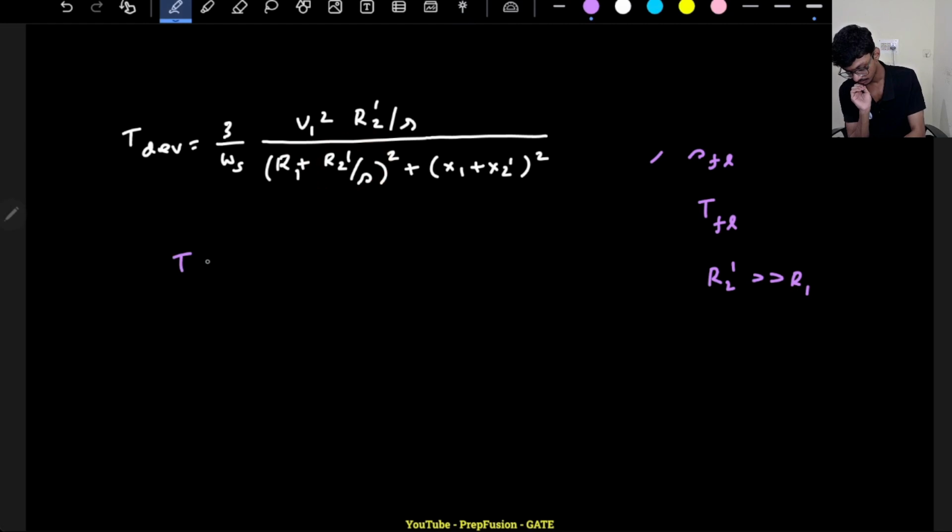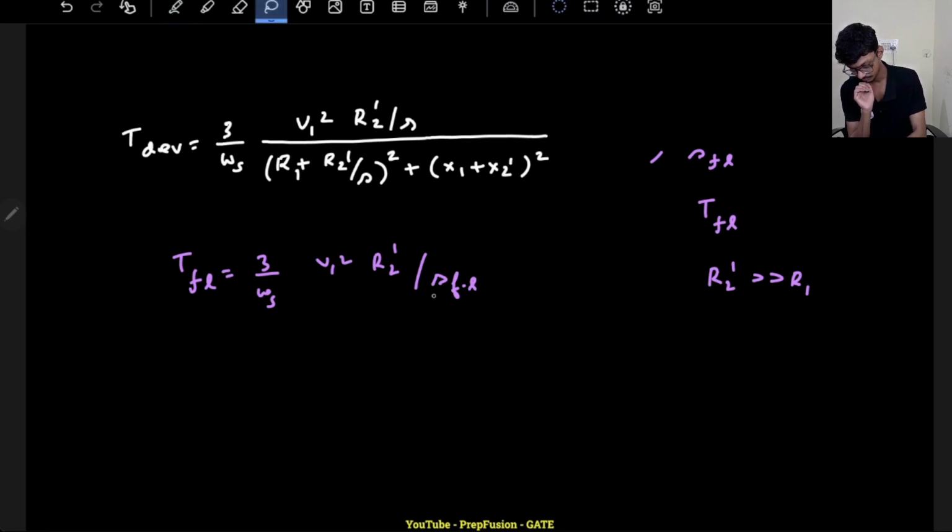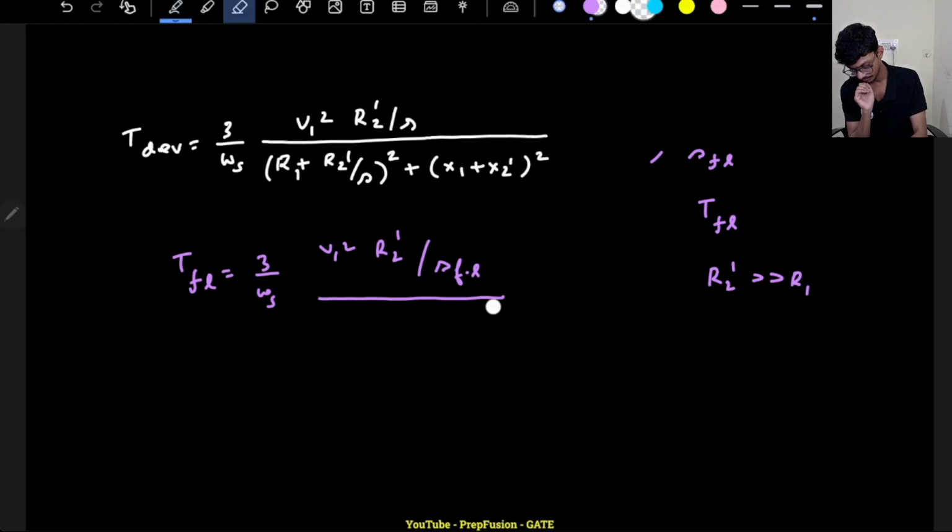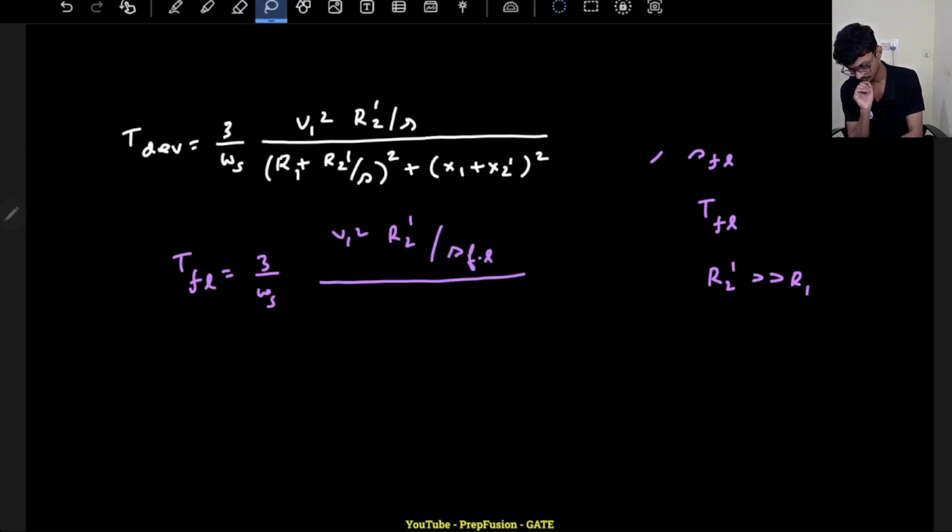So roughly the full load torque comes out to be 3 by omega s into V1 square into R2 dash divided by SFL, divided by, this will be R2 dash divided by SFL whole square plus X whole square.